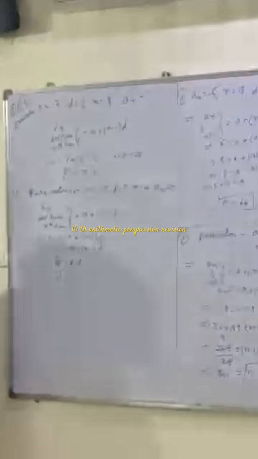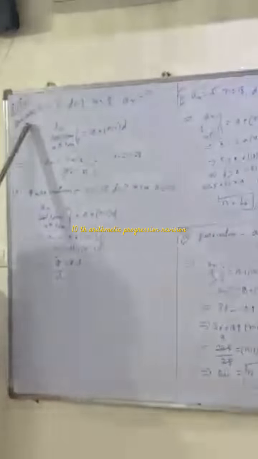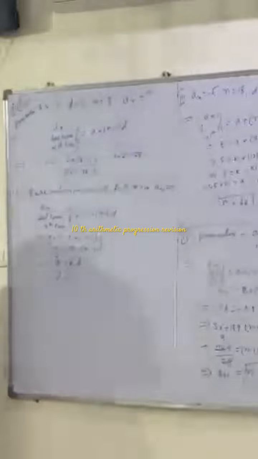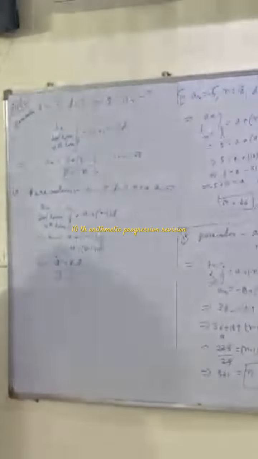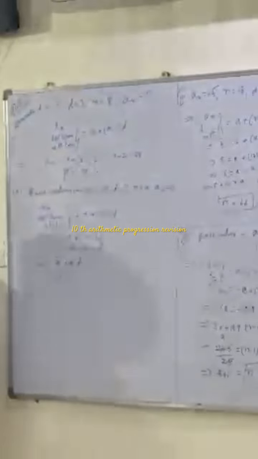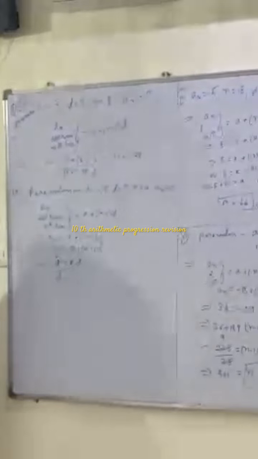10th arithmetic progression revision. Okay, here the parameters are given. What is A? A is the first term. What is D? D is the common difference. A2 minus A1, or A3 minus A2, is equal to the common difference.